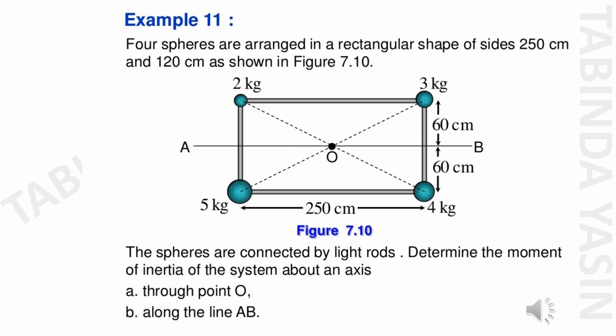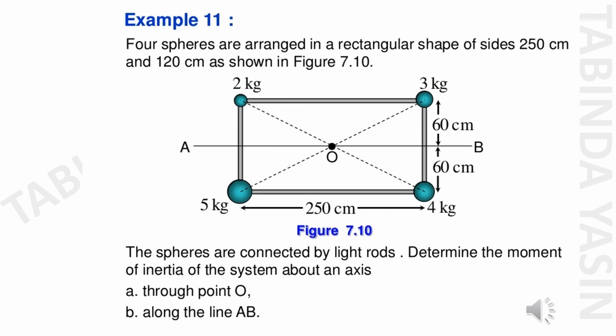Four spheres are arranged in a rectangular shape of sides 50 centimeter and 120 centimeter, as shown in the figure. There are four masses: 2 kg, 3 kg, 4 kg and 5 kg. Then we are going to find the center of mass of all four masses, that is the point O of the four-mass system, and there is a reference line which passes through the center of mass, that is AB.